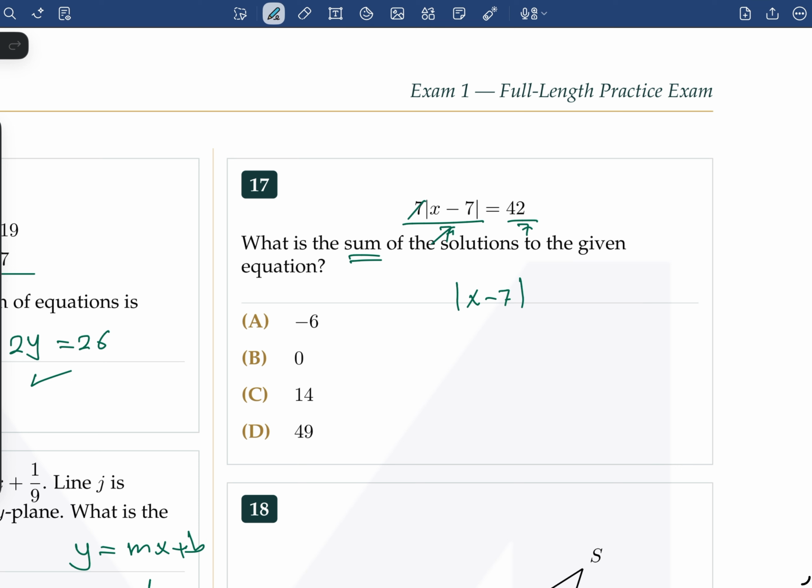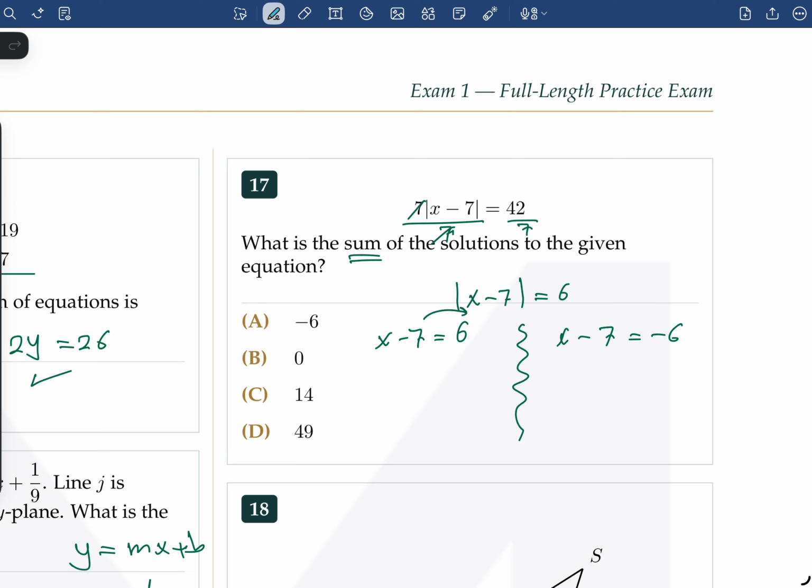These 7's are cancelled out, and then 42 divided by 7 is equal to 6. Now we split our page into 2 parts. X minus 7 is either 6 or negative 6. That's how to solve an absolute value equation.